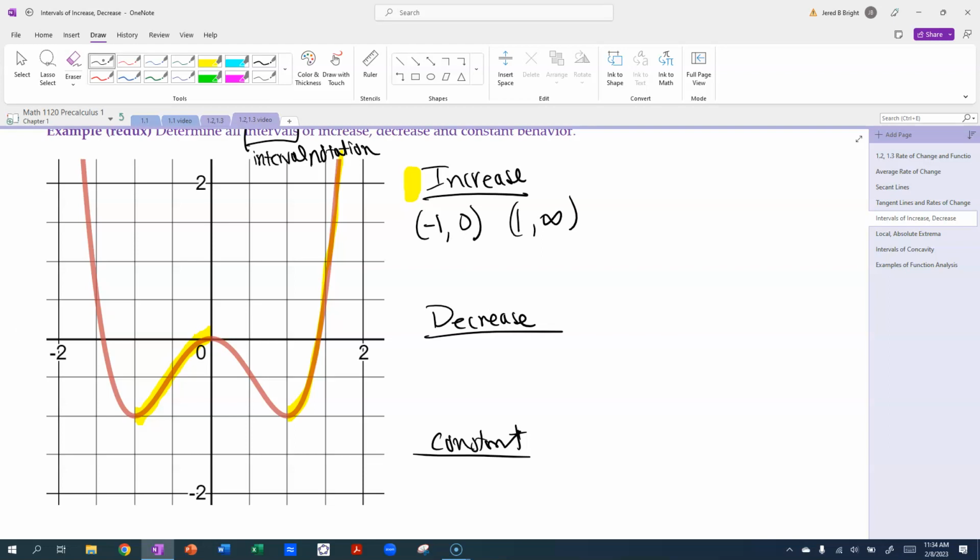And I always get the question, what sort of thing do you put in the middle here? Do you do a comma? Do you do a union? Typically, when we write intervals, we just list them. It's not a bad thing to write a union, but generally we just do a comma. Okay. All right, next, decrease.